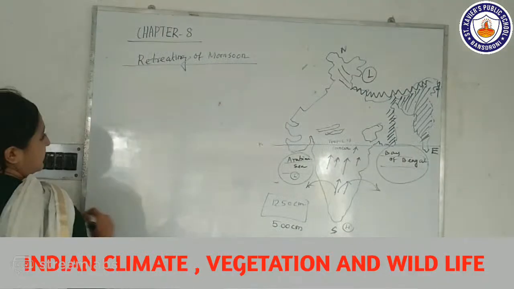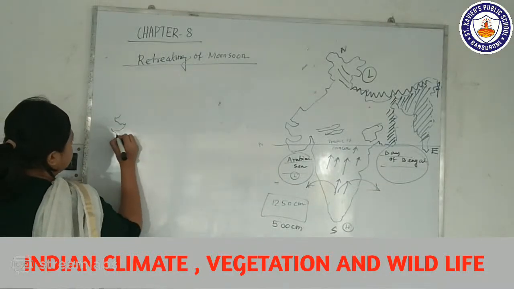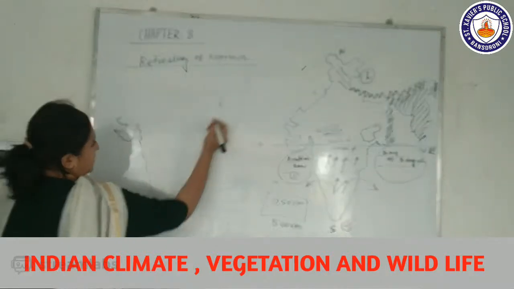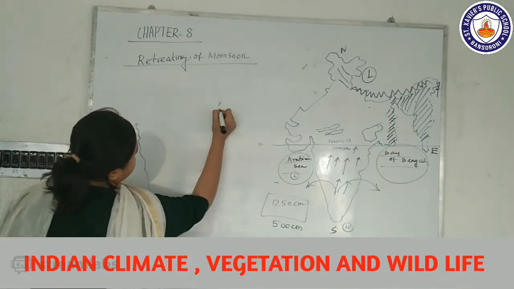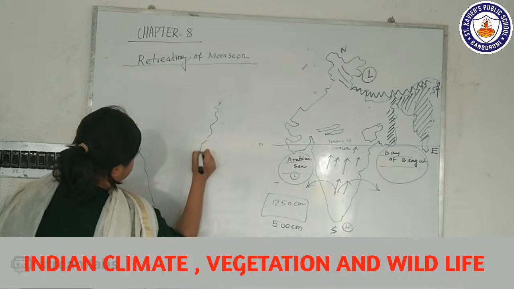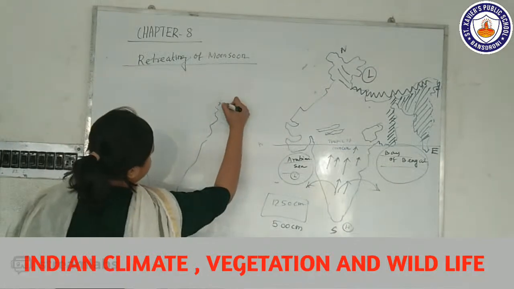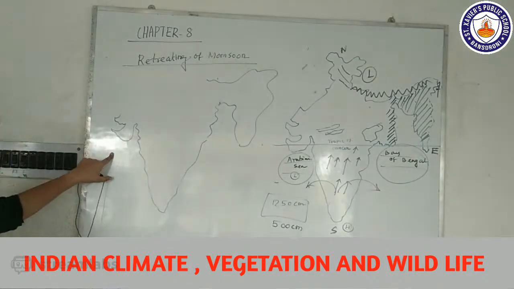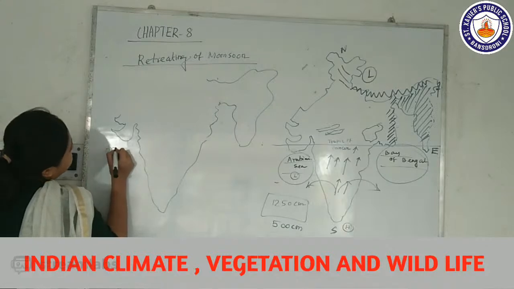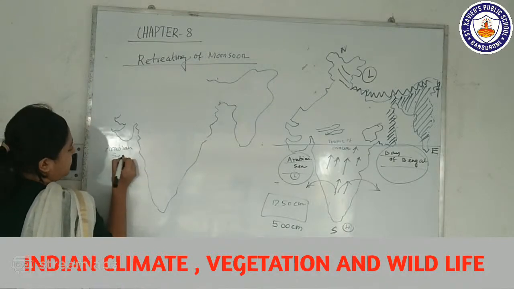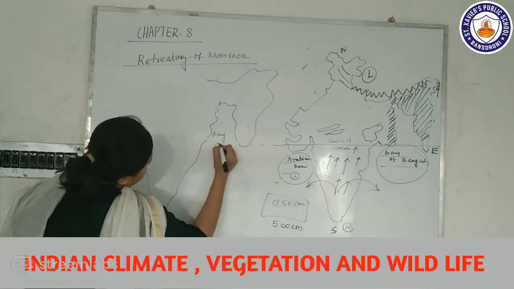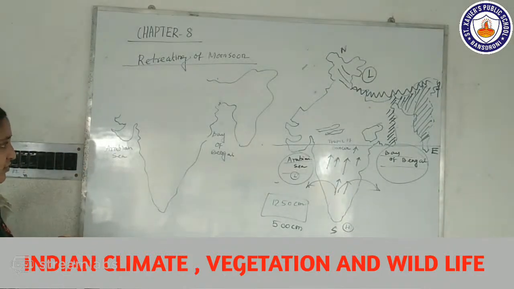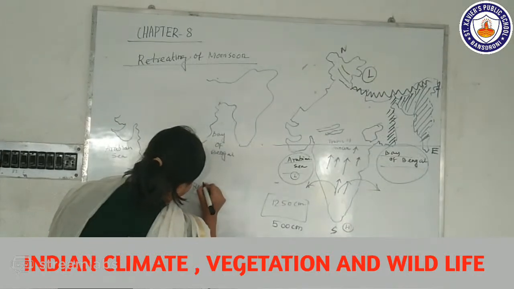So now I have to make another map. I just make the lower portion of the map. I don't need the upper portion, that's why I just make the lower portion. Right? So this portion is bounded by the Arabian Sea, the Bay of Bengal, right? So this process is known as the retreating of monsoon.